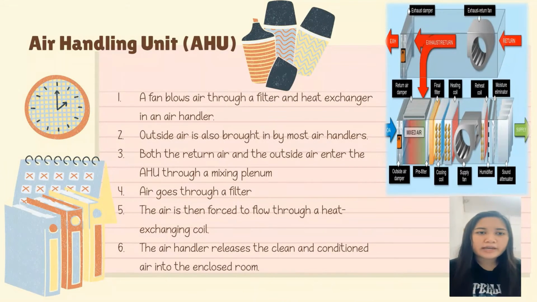A fan blows air through a filter and a heat exchanger in an air handler. Outside air is also brought in by most air handlers. So both the return air and the outside air enter the air handling unit through a mixing plenum. After that, the air goes through a filter. The air is then forced to flow through a heat exchanger coil. Finally, the air handler releases the clean and conditioned air into the enclosed room.